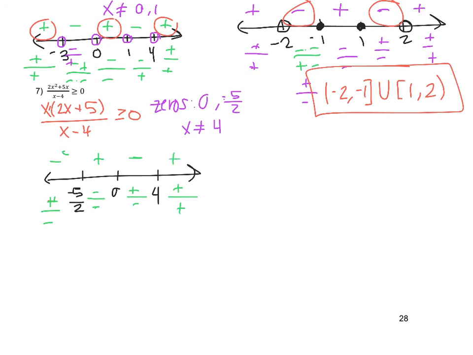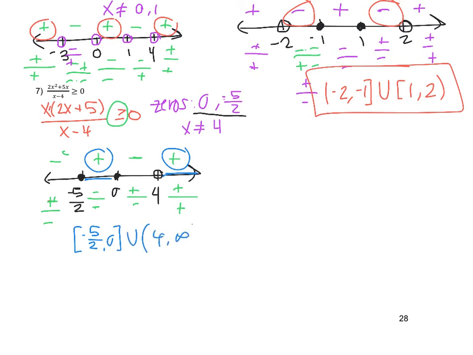Okay, so I was looking for when this was greater than or equal to 0. So I can include my 0 since it was greater than or equal to. So I can include 0, so that would be a filled-in circle, and I can include a -5 halves. However, my restriction on x of 4 has to remain an open circle. And then I was checking for my solution, which would be greater than or equal to. So these intervals are my solution. So that would be with brackets, -5 halves to 0, bracket union, parenthesis 4 to infinity.